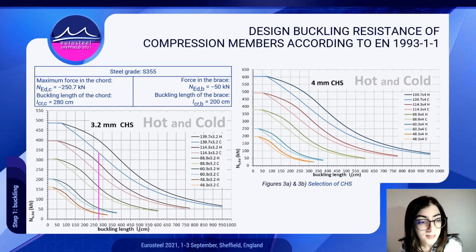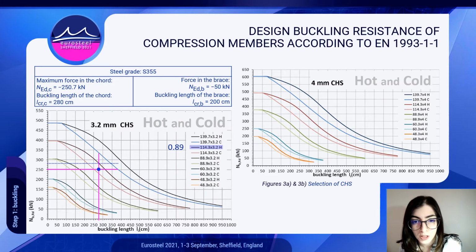On the vertical axis, I mark the force in the chord and draw a horizontal line from that point. I mark the point of intersection of these two lines, and only the sections that fall above this intersection point satisfy the buckling criterion and may be used in the structure. The most rational section is the one closest to the intersection point, and in this case, it's this hot finished circular hollow section with a 0.89 utilization ratio.